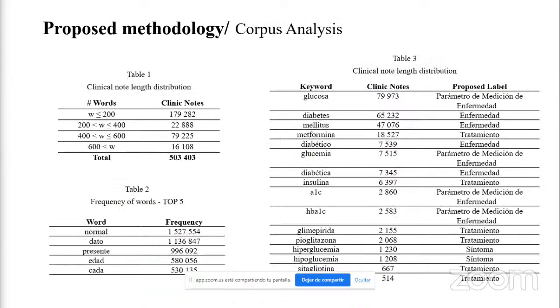From the analysis of the corpus, we extracted relevant information. When reviewing the number of words per clinical note, we observed that most of them were in the range of 200 words or less. By analyzing the frequency of words, we identified those that appeared most frequently. Also, when searching for keywords related to diabetes, we noted which were the most frequent and proposed a label to group them.